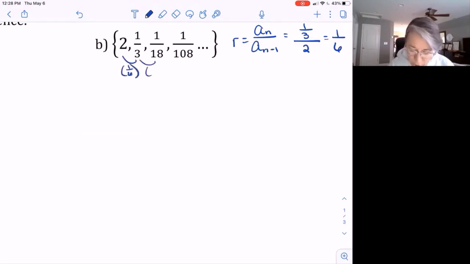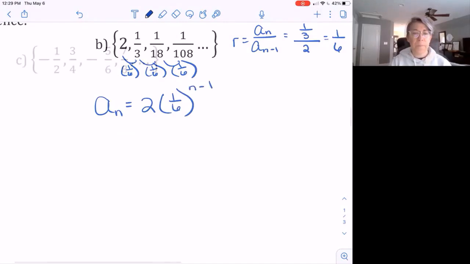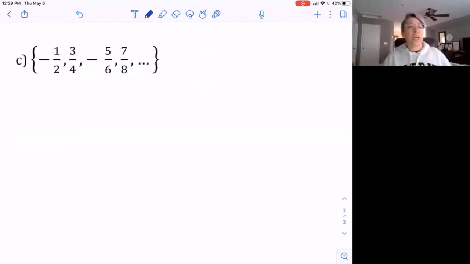Here to here, 1/3 times 1/6 gives us 1/18. And 18 times 6 gives us 108. So we are multiplying by 1/6 every single time. Our recursive formula is our first term, 2, times that common ratio of 1/6 to the power of n minus 1. And that's as far as we can go. That's our formula.